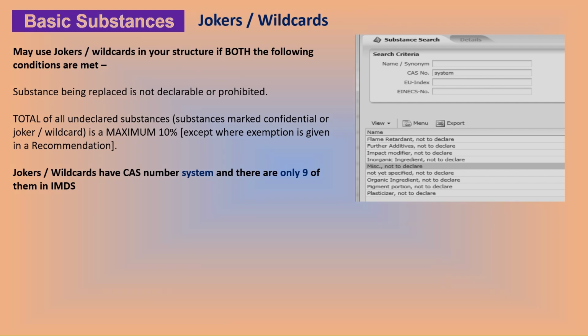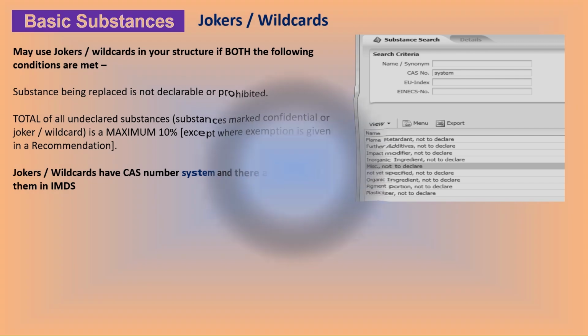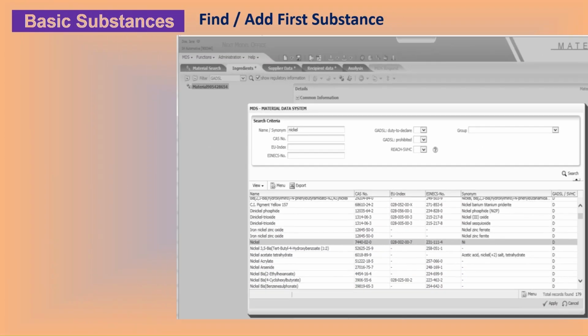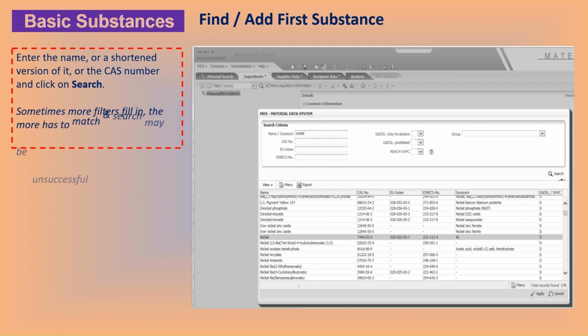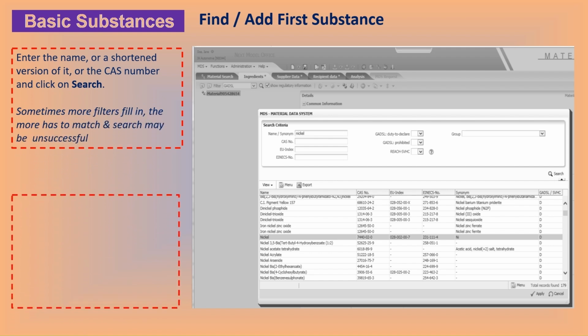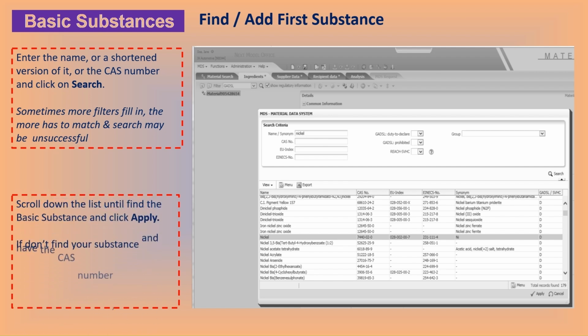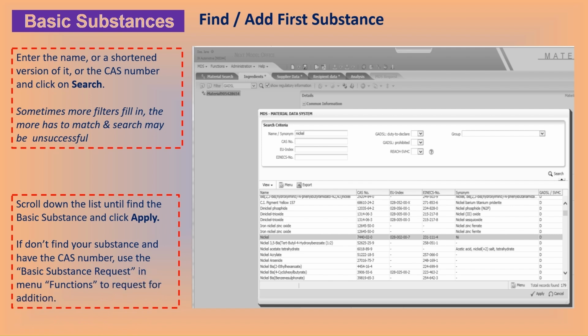Joker wildcards have a CAS number system and there are only 9 of them in IMDS. Find and add the first substance to the MDS. Enter the name or a shortened version of the name or the CAS number and click on search. Sometimes the more filters you fill in, the more has to match and the search may be unsuccessful. Scroll down the list until you find the basic substance and then click apply. If you don't find your substance and have the CAS number, use the basic substance request in the menu functions to request it for addition.